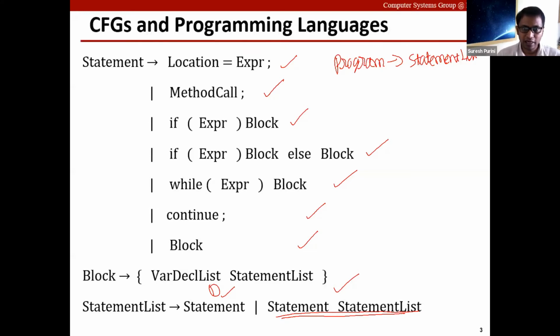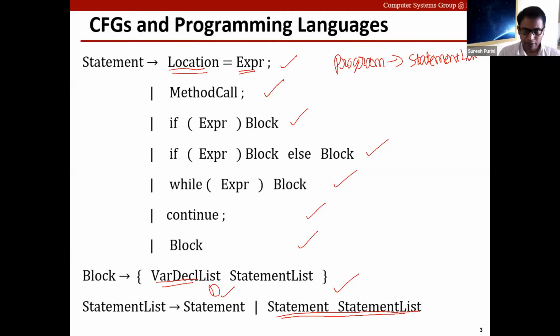So if you look at the grammar in this slide, all non-terminal symbols are defined except for two or three non-terminal symbols. The first non-terminal symbol that is not defined is location. The second one is expr. The third one is variable declaration list. Again, it's easy to define what structures these non-terminal symbols can take.